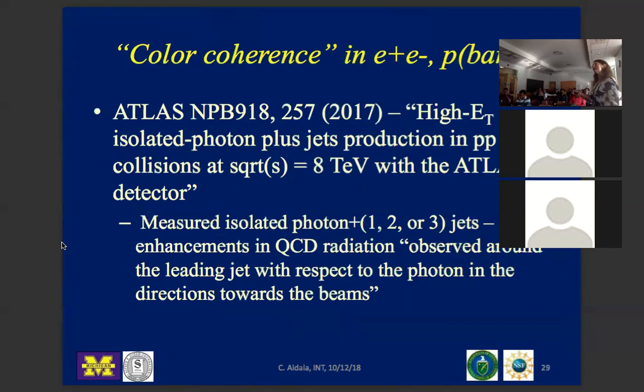ATLAS has a measurement in a similar spirit, isolated photon plus jets production in pp. So they looked at isolated photons plus 1, 2, and 3 jets and found enhancements in QCD radiation around the leading jet with respect to the photon in the directions toward the beams, because of the exchanges with the remnants, is the idea.